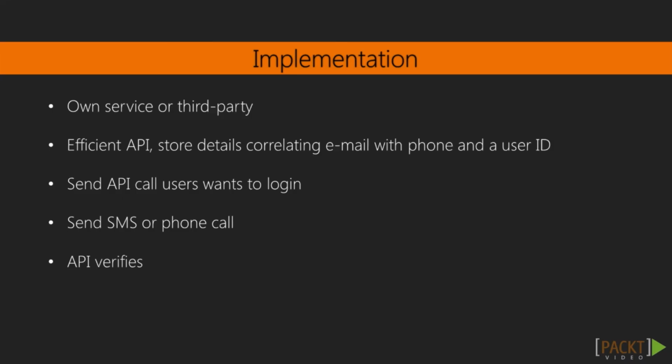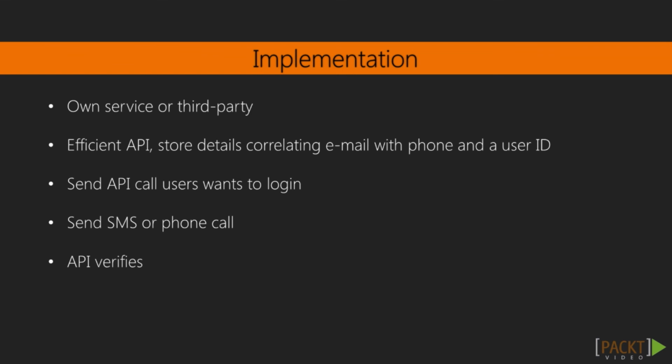The administrator has already set what number it is. So with implementation, you've got to think, do you want to start your own service, which could cost a lot, or do you want to use a third party? There are some really great third party services available for two-factor authentication. Then I always think you've got to have an efficient API. There's no other real way that you should do it. Storing details of the email with a phone or their ID, depending on what you're sending. It could be just a text message, a phone call, or within a phone app.